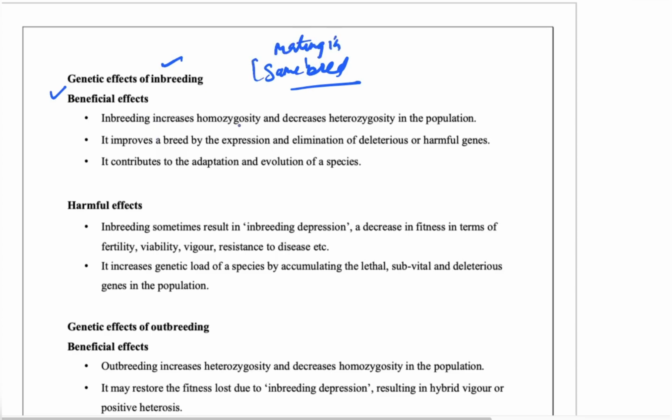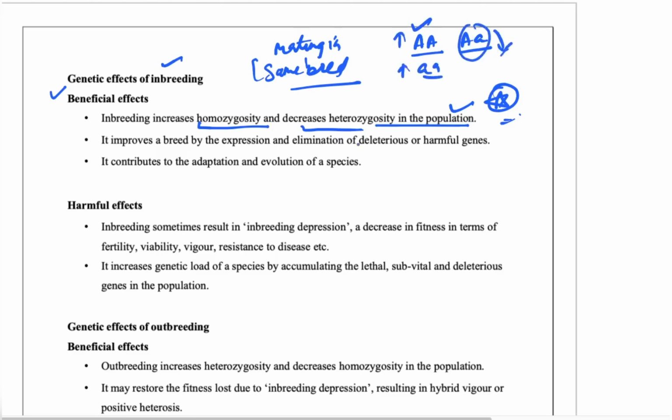So inbreeding increases the homozygosity and it decreases the heterozygosity in population. A very, very important statement. So with the inbreeding, the homozygosity, same type of the alleles increases, right? That means if you have AA and AA, this is heterozygous, this is homozygous, this will increase with inbreeding, even this will increase, but this will decrease, right?